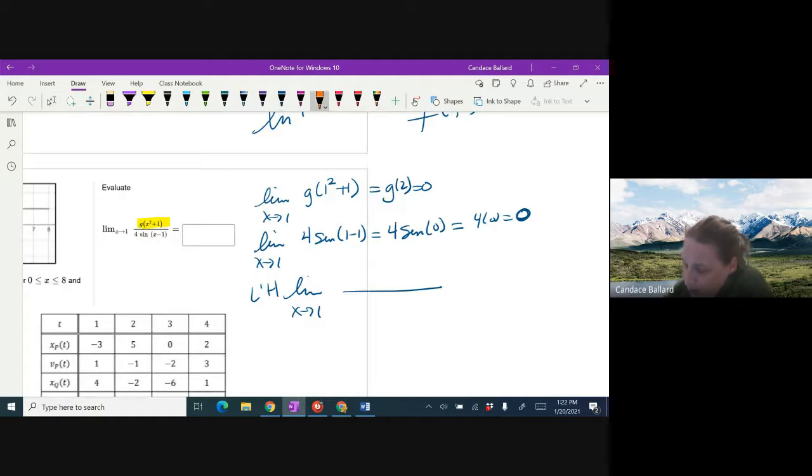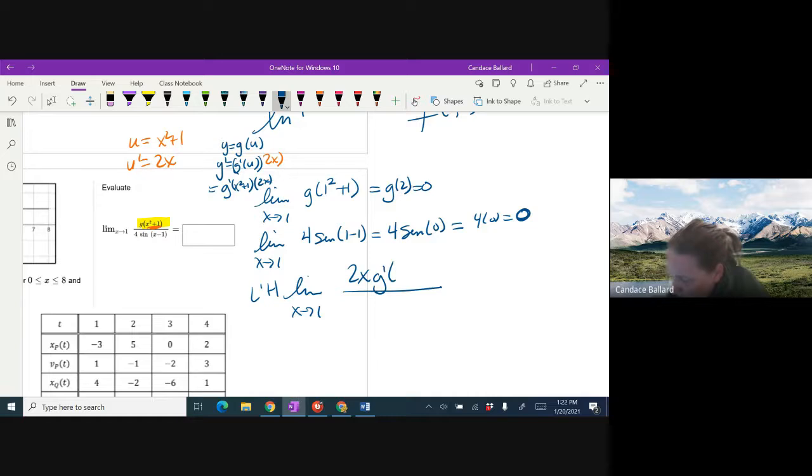All right, so my u, for lack of any place better, I'm just going to put it up here, is going to be x squared plus 1. So u prime equals 2x. And then my g, I'm just going to call it y equals. So y equals g of u. So y prime equals g prime of u times 2x. And then this is going to be g prime of x squared plus 1 times 2x. Or I could write it as 2x times g prime of x squared plus 1.